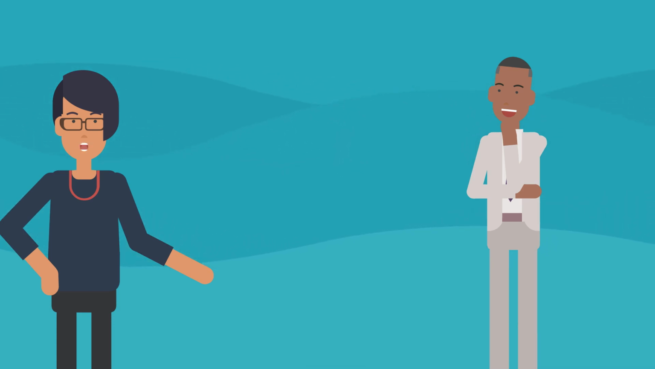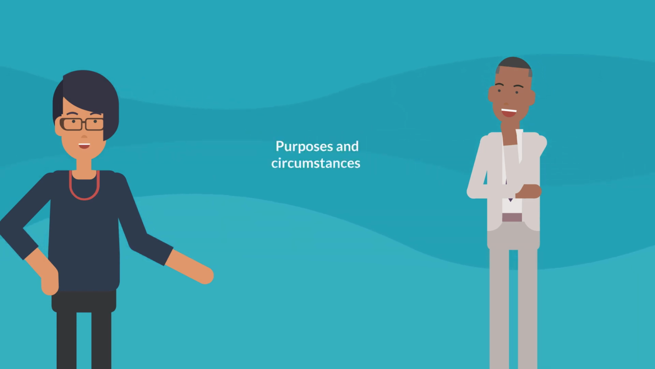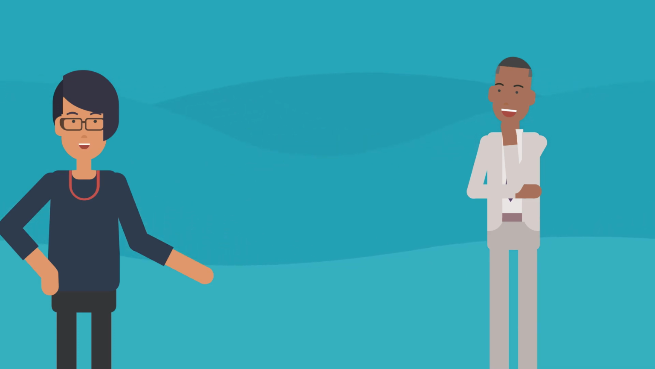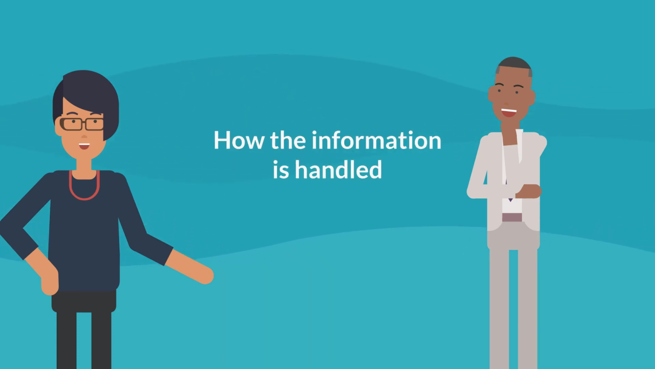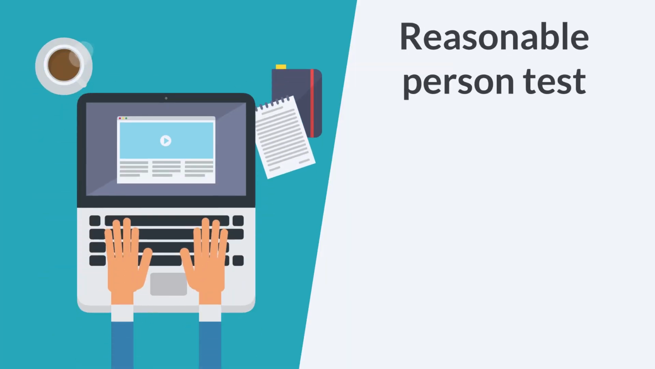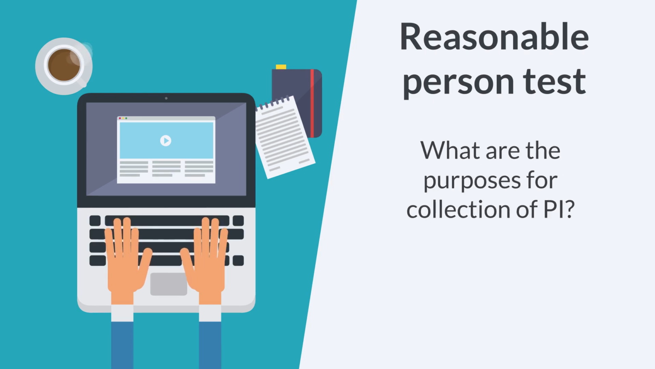Okay, so what does that mean? The reasonable person test considers the nature of the information collected, the purposes and circumstances surrounding the collection and the use of the information, and how the organization handles the information. Think about whether a reasonable person with no special interest would consider the way your business handles personal information appropriate. Basically, this test includes asking yourself a series of questions about the PI you want to collect before you collect it. Questions may include: what are the purposes for collection of PI?